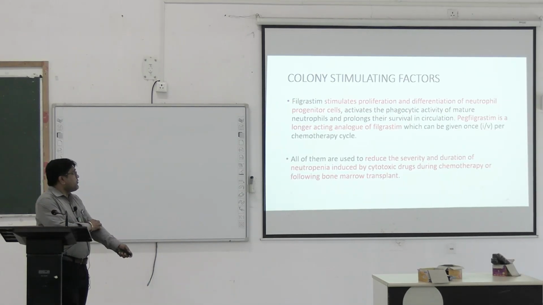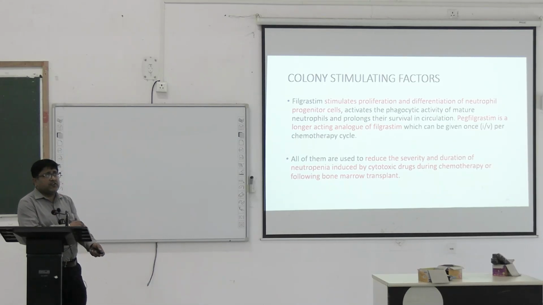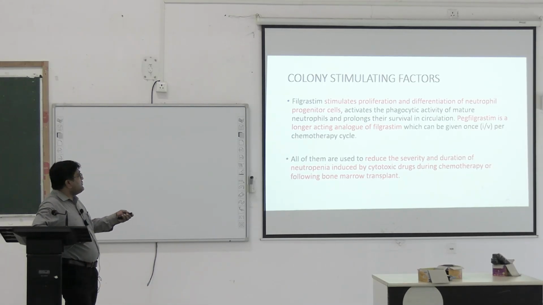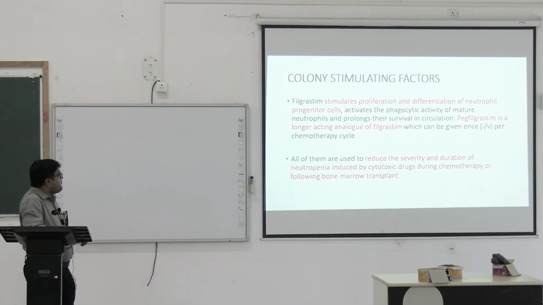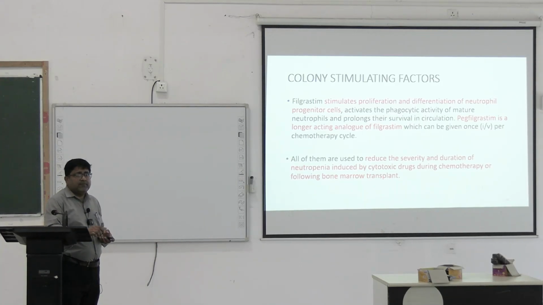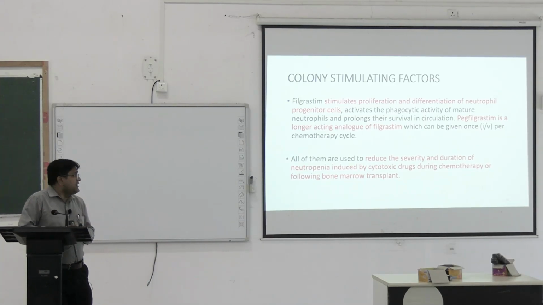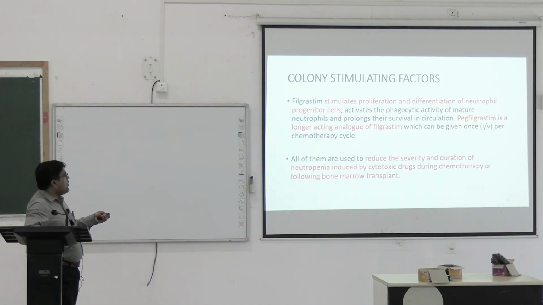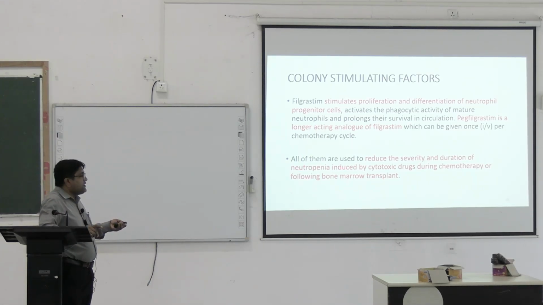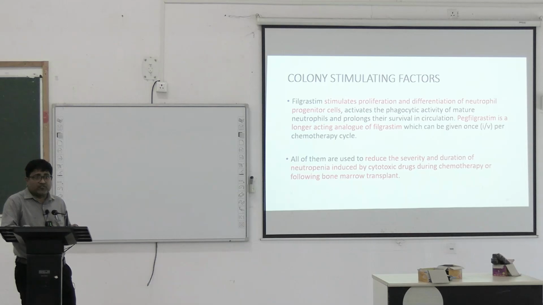Filgrastim is responsible for proliferation and differentiation of granulocytes, that is neutrophil progenitor cells. They activate the phagocytic activity of neutrophils and link with their survival. Peg-filgrastim basically is a pegylated G-CSF, a longer acting analog of filgrastim. Now, all of them reduce the severity and duration of the neutropenia induced by the cytotoxic therapy.